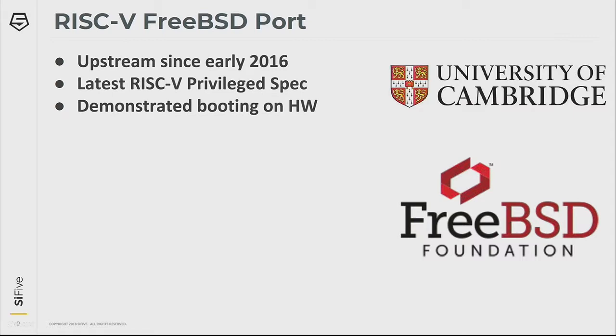Additionally, we have a FreeBSD port. We've had this for actually a long time. It's been upstream since 2016. It's been talked about at a couple of RISC-V workshops. It matches the latest RISC-V privilege specification, which is a good proof that you can actually implement the privilege specification, because not only do we have a Linux port, we have a BSD port. So it is actually a good enough specification. You can implement it without sitting across the room from Andrew.